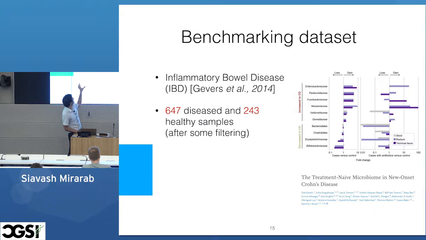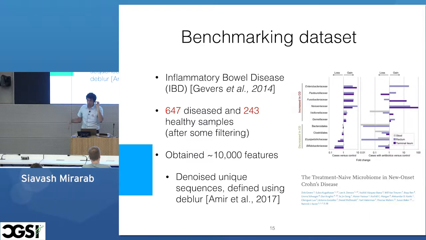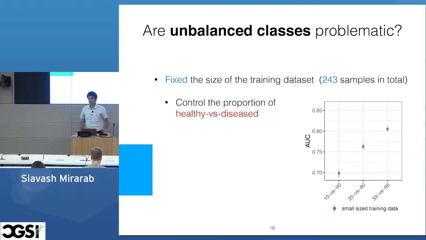So here we have more than 600 disease, 200 healthy samples, and we want to learn a classifier. We use one of these standard techniques to create these OTUs, to create the features. We got about 10,000 features. Think of them as unique sequences and their neighborhoods. Okay, so what we then asked ourselves is, what's the impact of unbalancedness of the labels in terms of machine learning, in terms of classification accuracy?